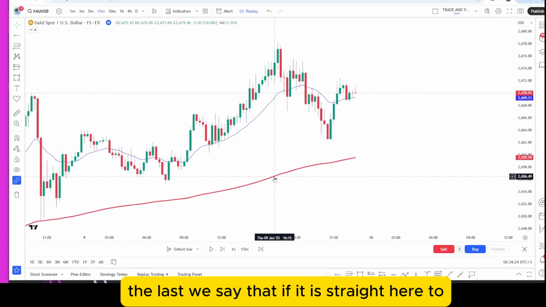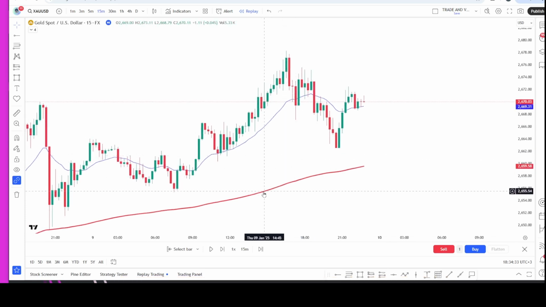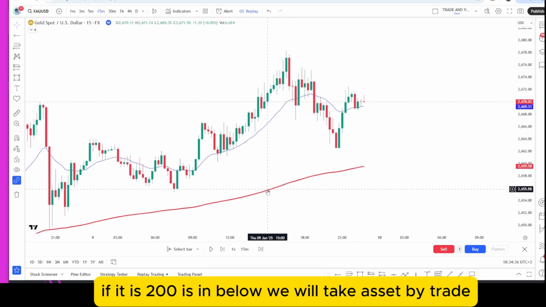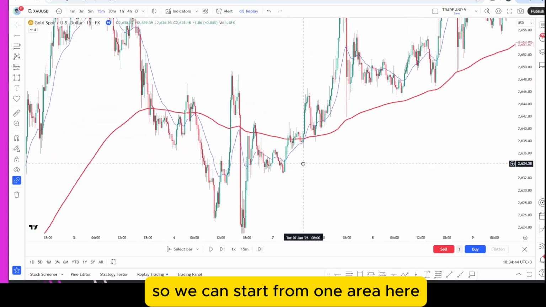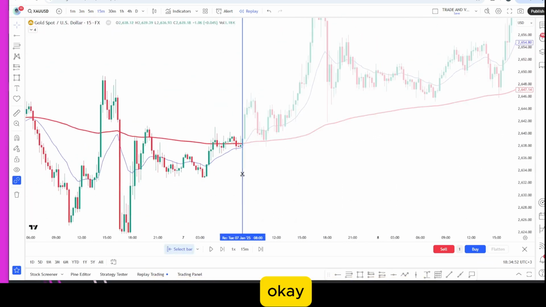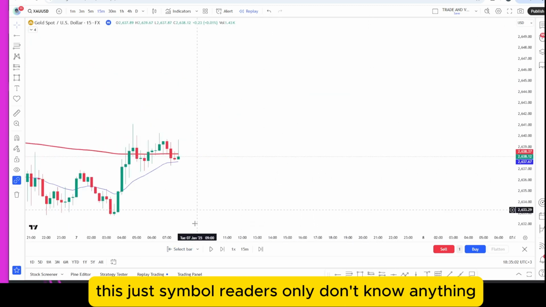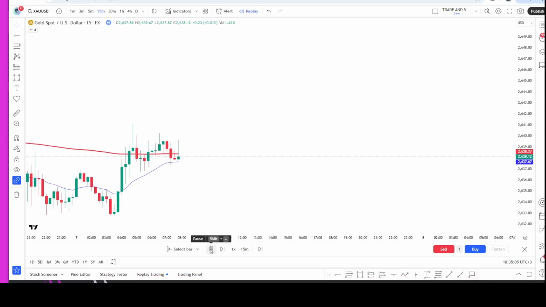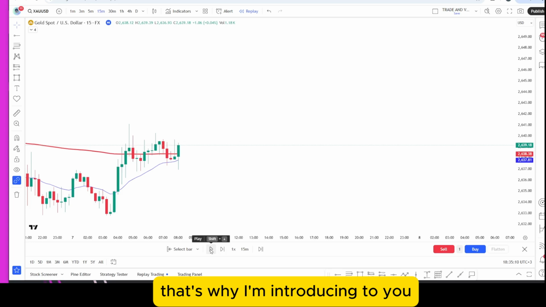Last time we studied that if price is stretched far away, there is a chance we will not take any reversal here, we will only take the trade according to the trend. If the 200 is below price, we will take a buy trade. So what will we plan here? We can start from one area here, where a crossover happened. Okay, we can put it here, and we will see what is happening. This is just a simple retest, nothing more. Personally, I am not using this strategy, but it is a simple strategy, that's why I am introducing it to you.